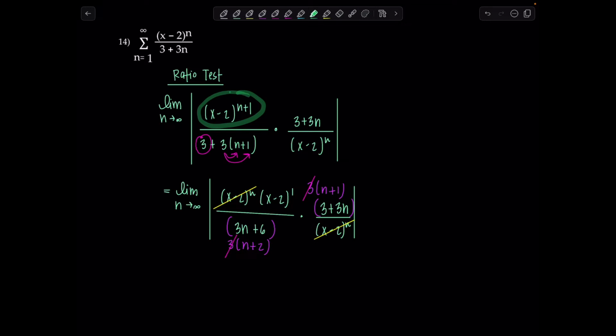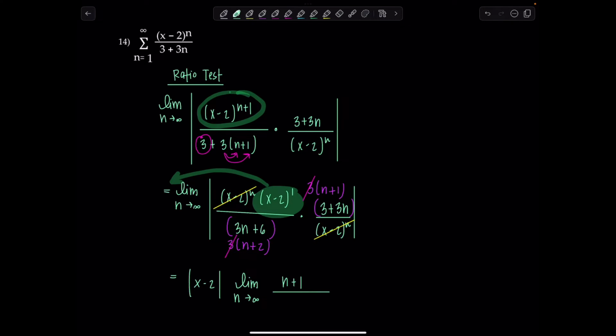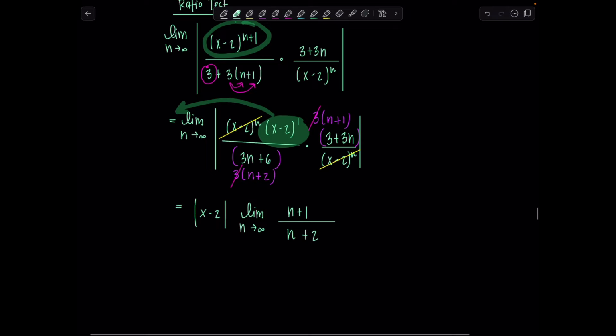Now, I'm going to take this x minus 2 absolute value outside of the limit so I can focus on everything else. So absolute value x minus 2. Then we have limit n approaches infinity. I'm going to have now n plus 1 over n plus 2, right? Everything else canceled out. Okay, now as we take this limit, n's going to infinity, numerator's going to infinity, denominator's going to infinity. No, you cannot do L'Hopital's rule because n represents the term number in the sequence, right? So that's not differentiable. It's not a differentiable function.